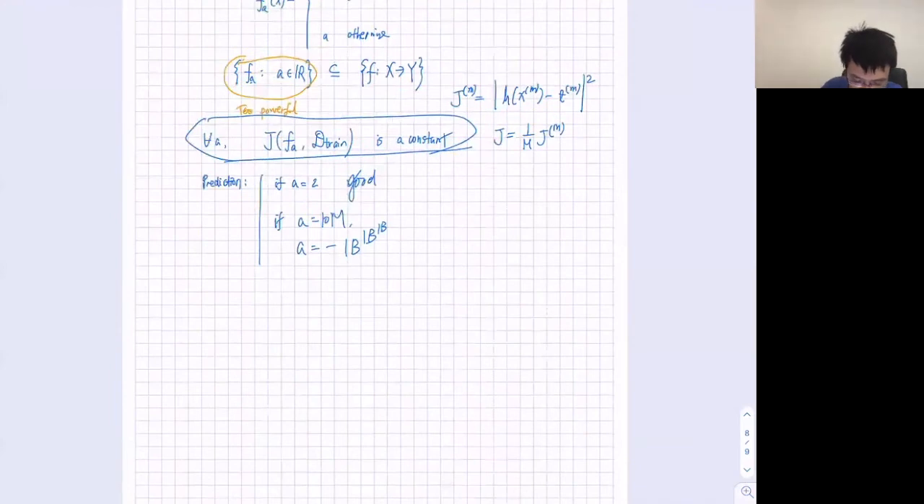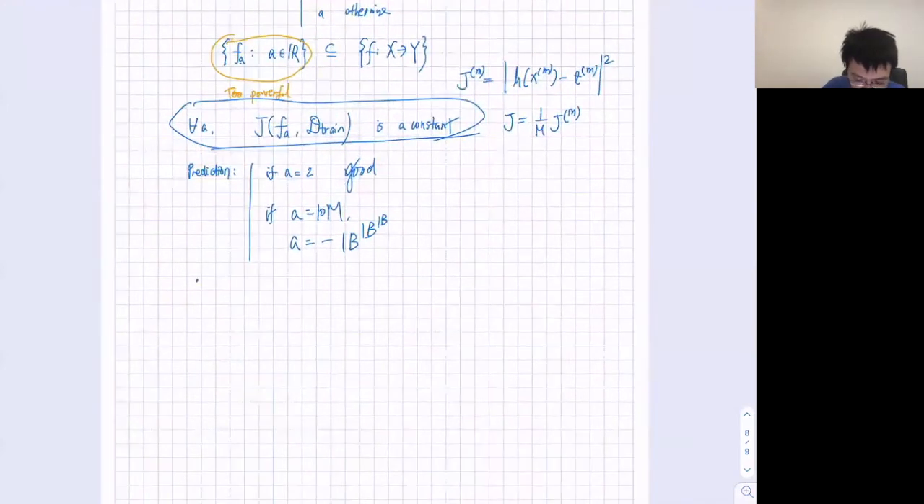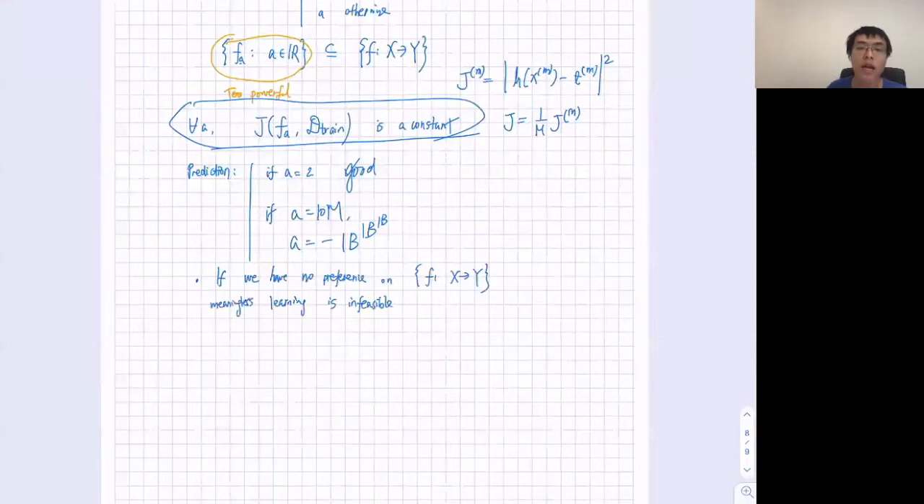So usually, we have learned some lesson. If we have no preference on all the functions, then learning is infeasible. I mean, you can say meaningful learning. After learning, the prediction can be arbitrary. So meaningful learning is infeasible.